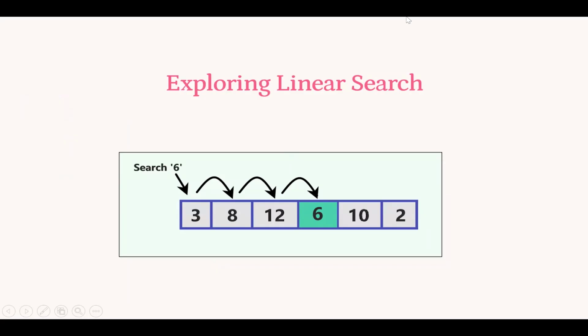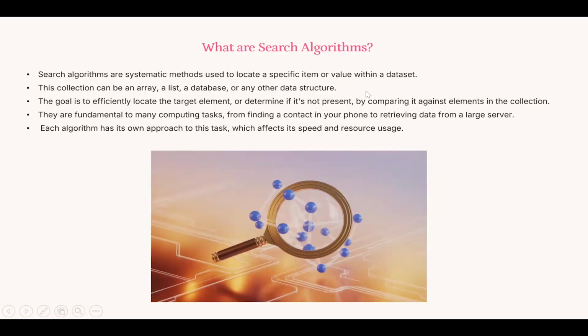Linear search, as this diagram represents, is nothing but searching for the element in a linear fashion. For example, if I'm looking for 6, I'm going to start from the very first element and go one after the other until I find my element. That is the basic gist of how a linear search works. So let us go ahead and see in detail.